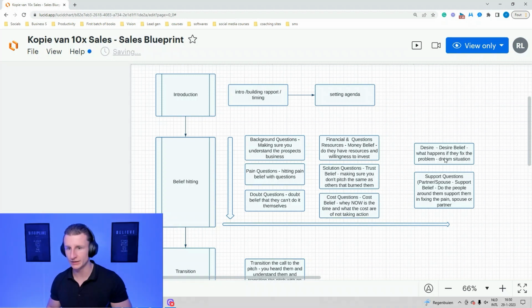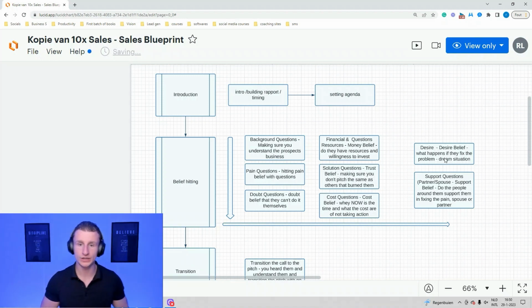And then the last one is actually the support questions, to just see like, hey, is there someone that might be involved in this decision? Because then eventually you want to have a 2-call close for sure, because then you can also explain the product and explain everything to the person that also decides on this. And those were the belief hitting questions actually.